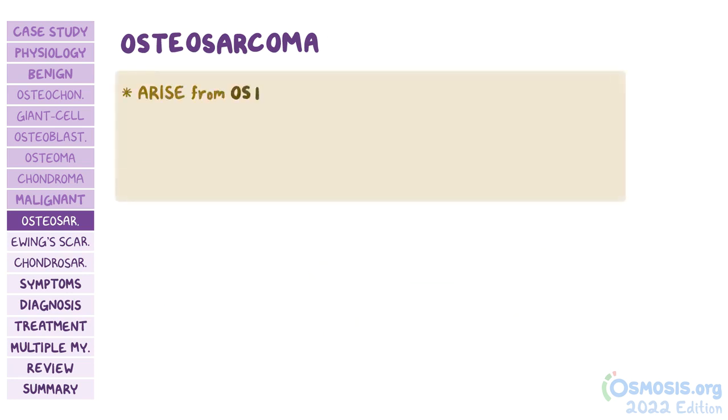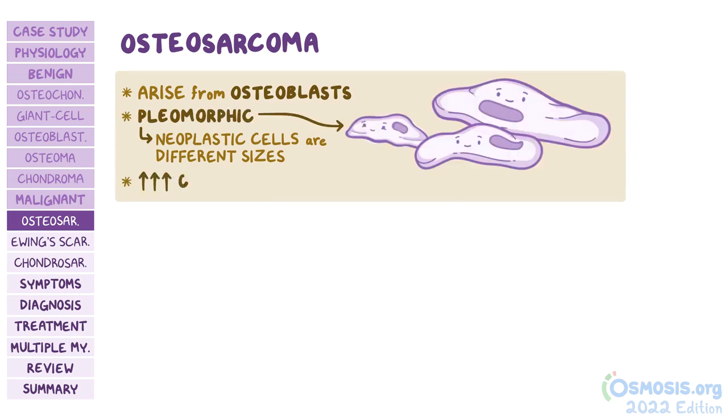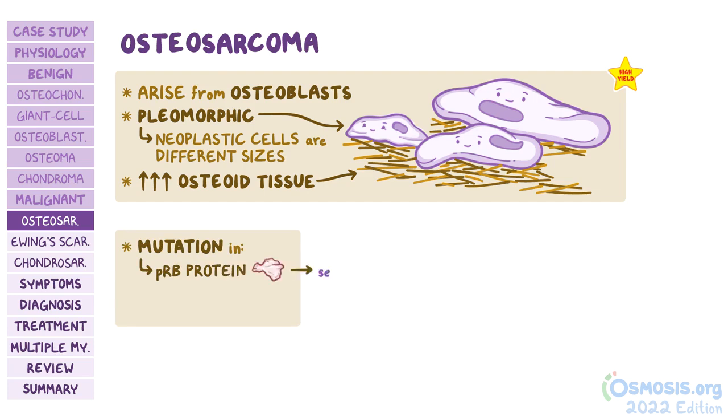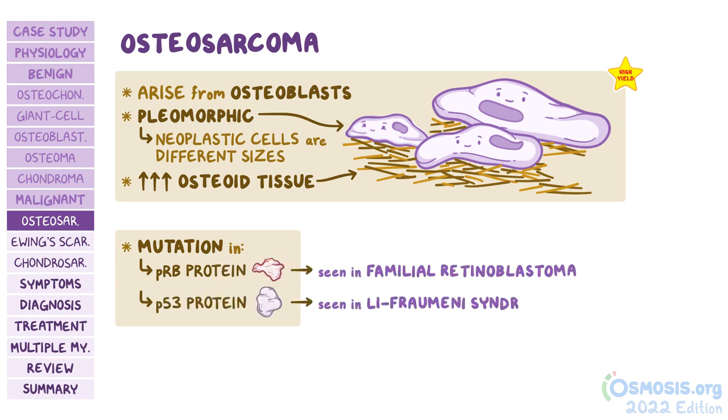Osteosarcomas arise from osteoblasts, and the neoplastic cells are often different sizes, called pleomorphic, and they produce too much osteoid tissue. Some high-yield mutations associated with these pleomorphic osteoblasts include mutations in the pRB protein, also seen in familial retinoblastoma, and the p53 protein, which is also seen in Li-Fraumeni syndrome.